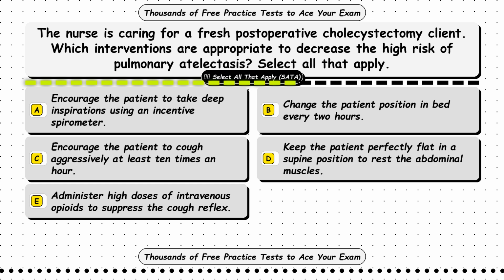Option C. Encourage the patient to cough aggressively at least 10 times an hour. Option D. Keep the patient perfectly flat in a supine position to rest the abdominal muscles. Option E. Administer high doses of intravenous opioids to suppress the cough reflex.